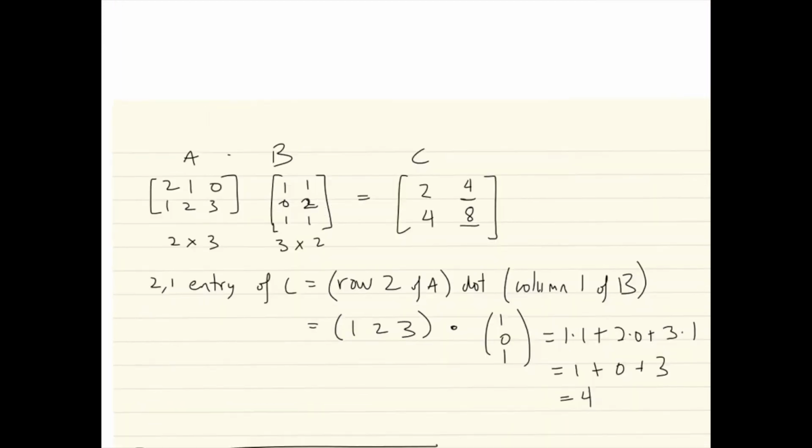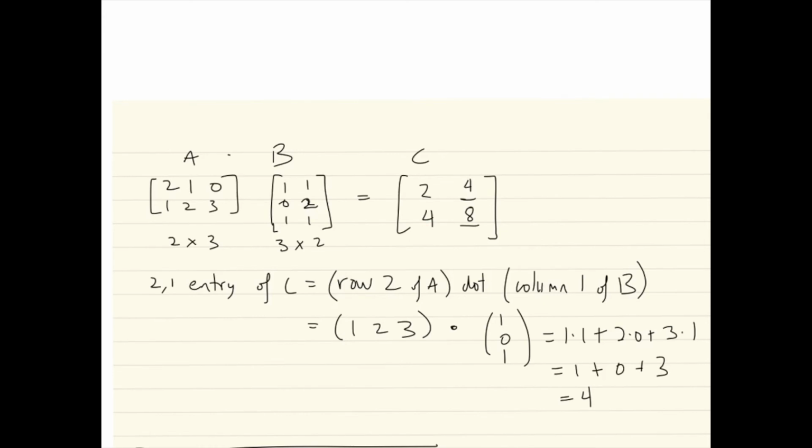So row 2 of A is 1, 2, 3. And then I dot it with column 1 of B. So that's 1, 0, 1. Take the dot product, which again means 1 times 1, 2 times 0, 3 times 1, and add each of those individual results together. I do the arithmetic here and get a 4. So this is a 4.